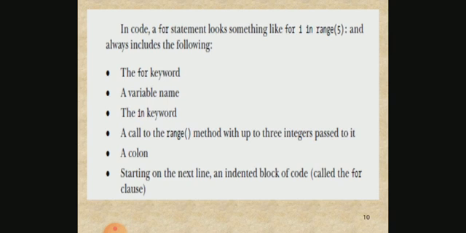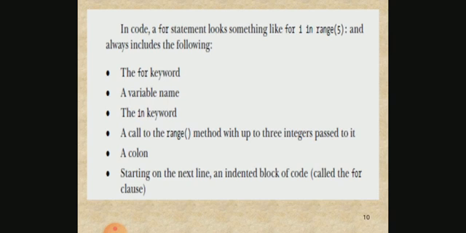A for statement looks something like for i in range of 5. Here for is the keyword, i is the variable name, in is the keyword, and range of 5 means it takes the values 0, 1, 2, 3, 4. By default it starts from 0. If you want it to start with 1, then you give range 1 to 5. The for keyword, variable name, the in keyword, and a call to the range function with up to 3 integers passed to it. The range function accepts 3 values. A single value means it takes values from 0 up to the end. For example, range of 5 takes the values 0, 1, 2, 3, 4.